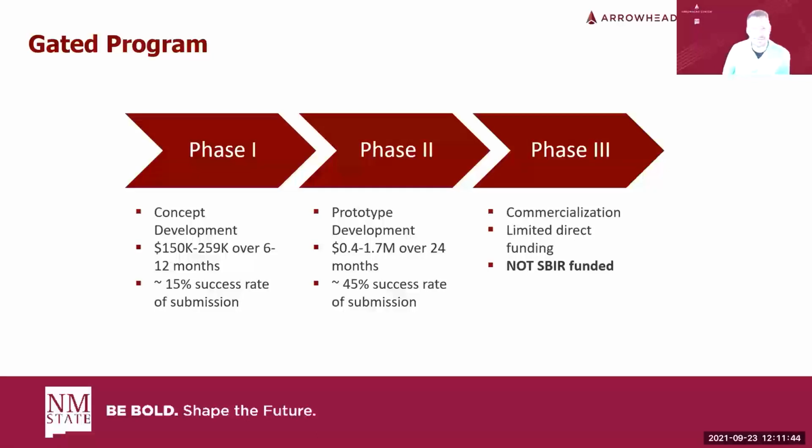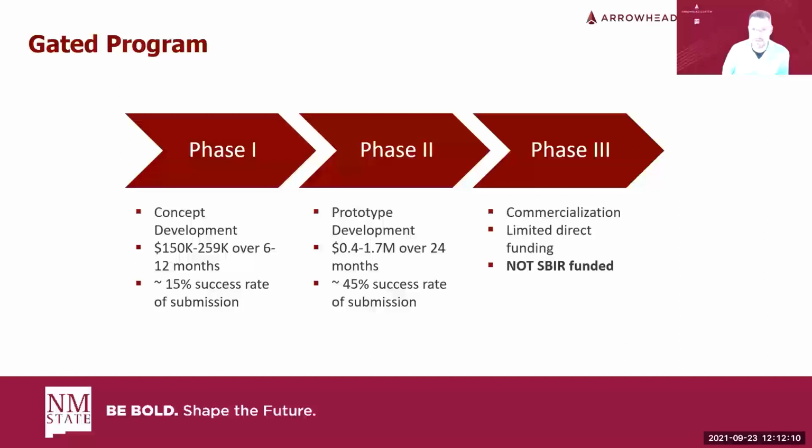And for that 6 to 12 months, because you're just looking at the feasibility, you're establishing: can this work? And then in phase 2, you get anywhere from about 400K to a little bit over $1.5 million over 2 years to create that prototype, something I can actually give to somebody, so I can get them interested in buying this from me.